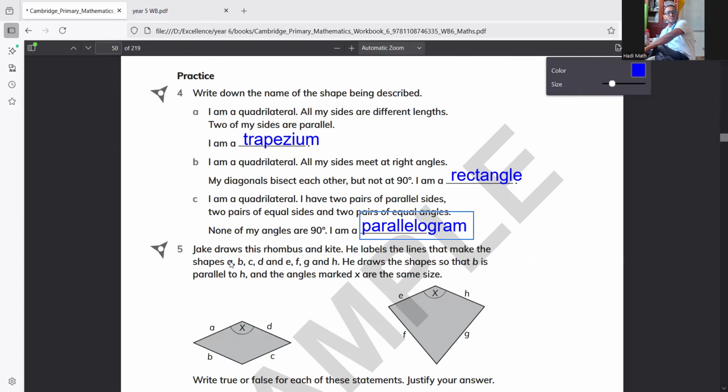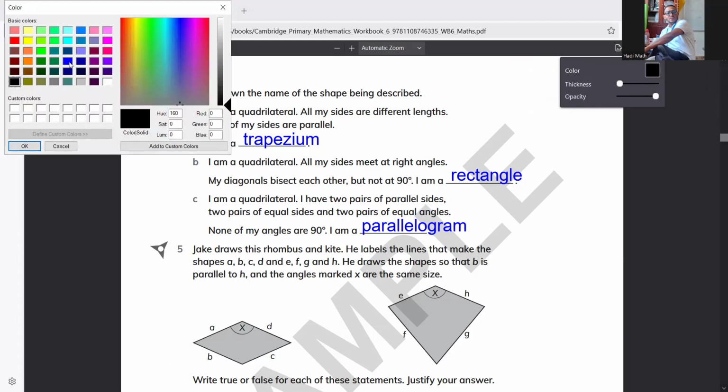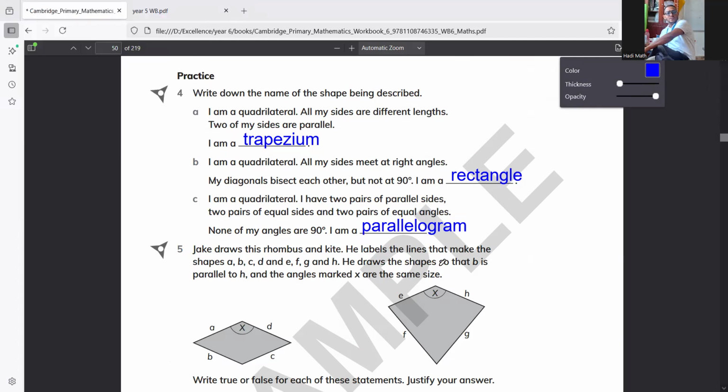Go to question number 5. Jack draws this rhombus and labels the lines to make the shape ABCD and EFGH. He draws the shape so that B is parallel to H. When I see B parallel to H, immediately let's make the parallel sign to help us identify what is going on.